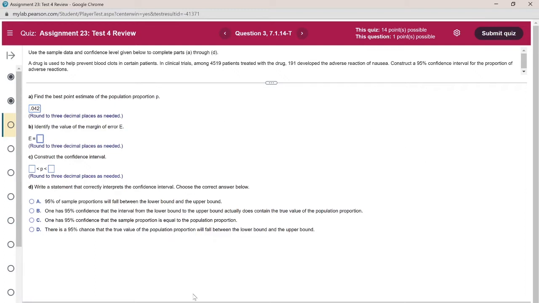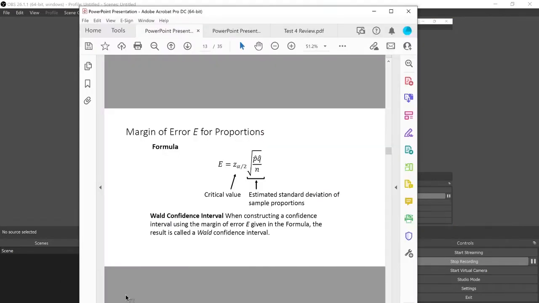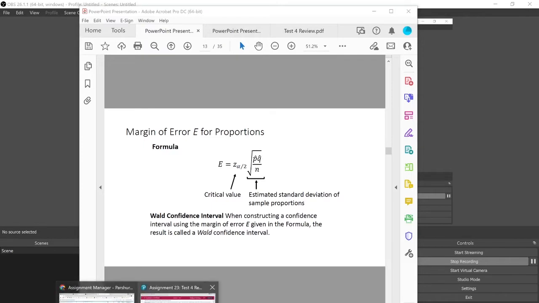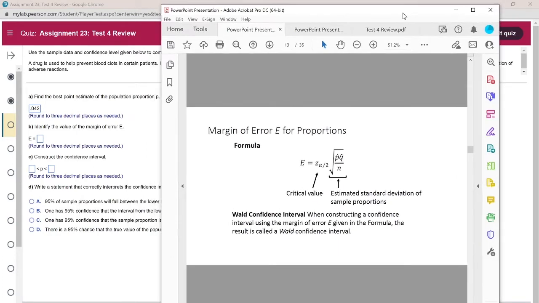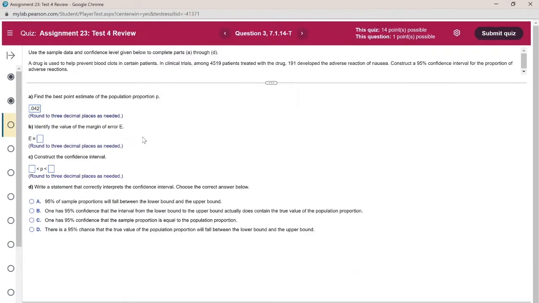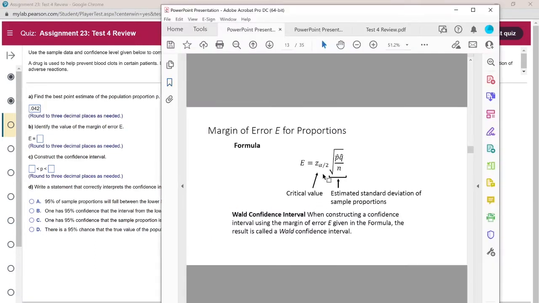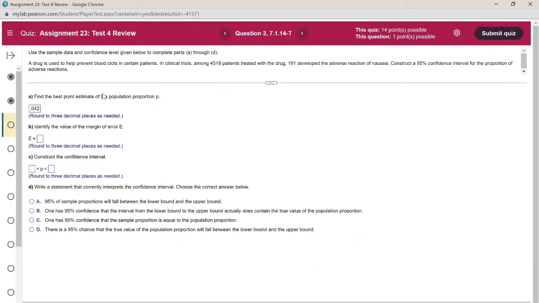There is a formula, so let's check our formula here. Here is the formula: E equals z-score times the square root of p hat times q hat divided by n. In this case, we already found the sample proportion, which is 0.042, which is p hat. And now for finding the margin of error, we're going to use this formula. But for that, we need to find the critical value first, the way we found it in the previous problem.